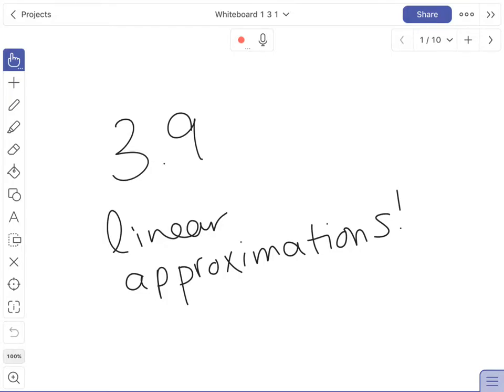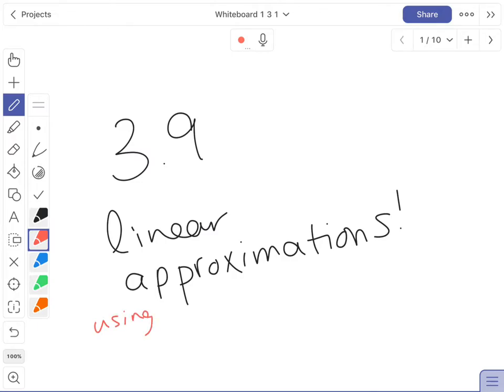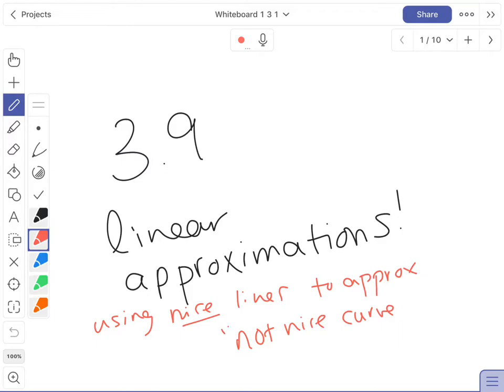So we're going to jump into section 3.9, which has something to do with linear approximations, and the way that I want you to think about linear approximations is using nice, easy lines. I'm saying nice because lines are easy. We know their equations. They have a constant rate of change. Using nice lines to approximate not nice curves. I'm just using the word not nice as an antonym of nice. So we know lines, we might not know some of these other curves.